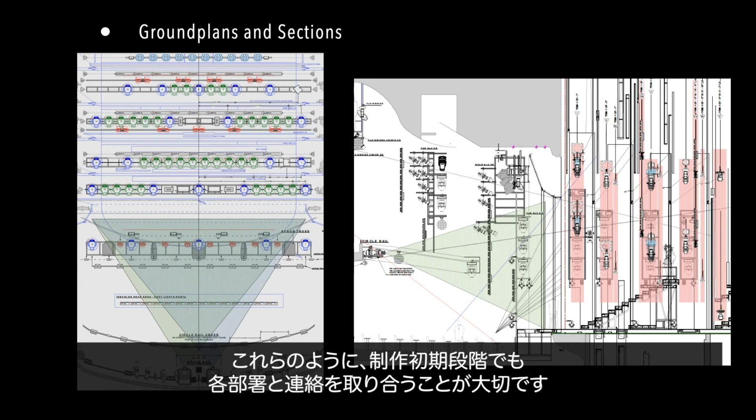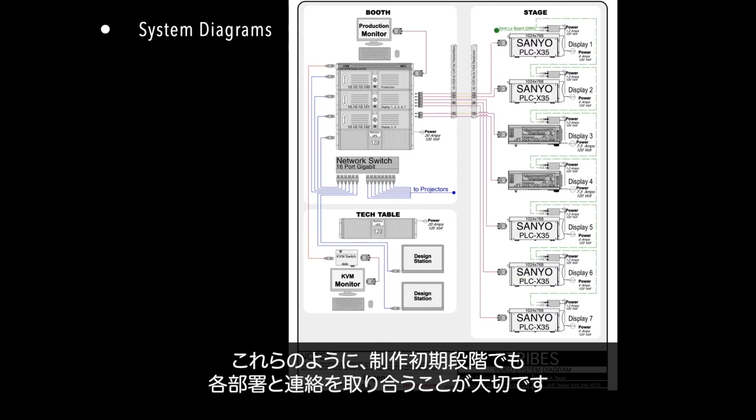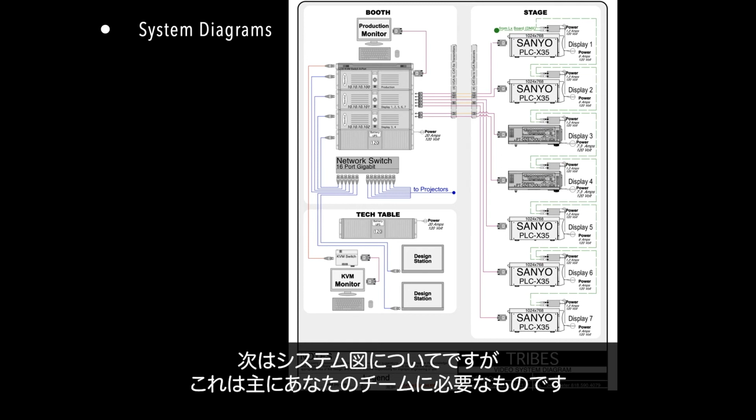So things like that need to be managed from very early on, and you need to have open communication about all of that. That takes us to systems diagrams, which are really more for your team.